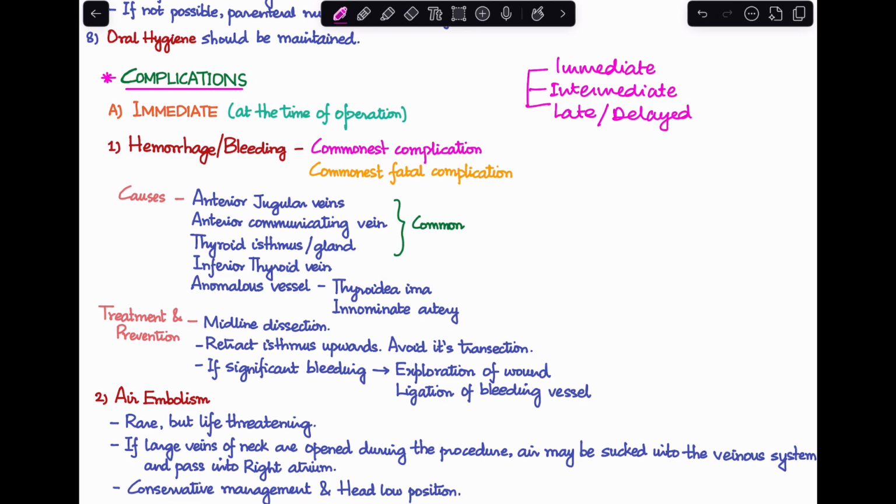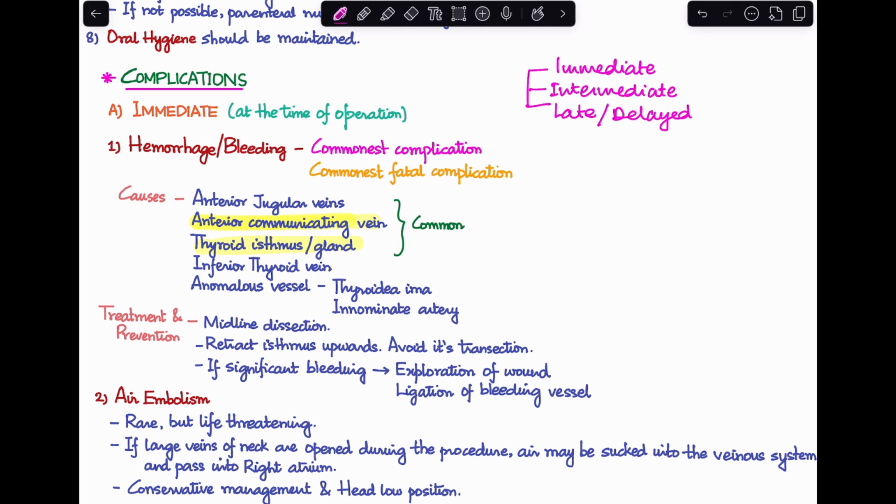to manage these complications. So, starting with the immediate complications, our first complication, which is usually the most common complication in any surgery, is hemorrhage or bleeding. Now, this is also the commonest fatal complication. There are various causes to this, but the most common ones would be injury to anterior jugular veins, anterior communicating veins, and injury to the thyroid isthmus or the thyroid gland. These are the more common causes.